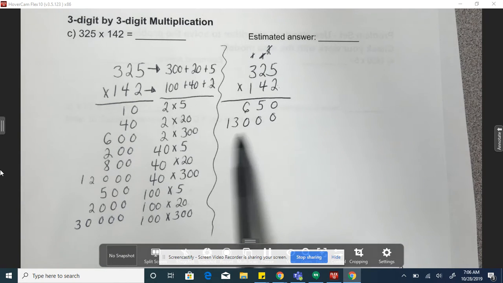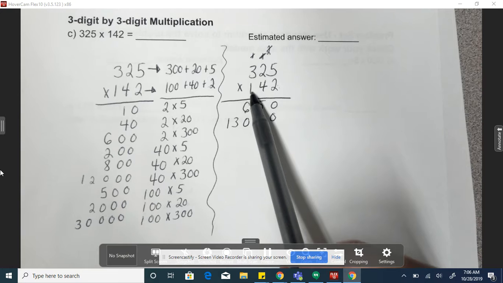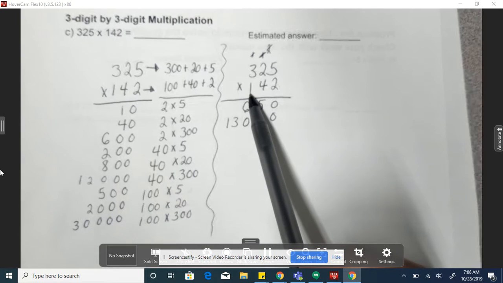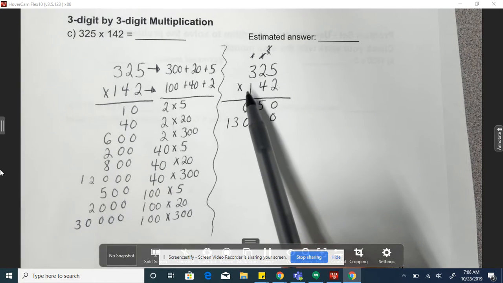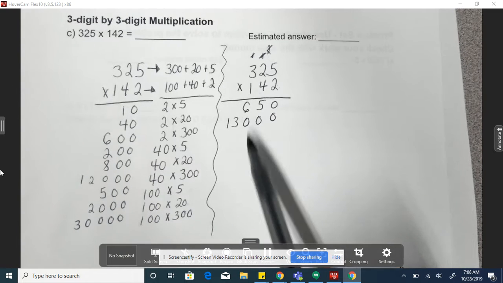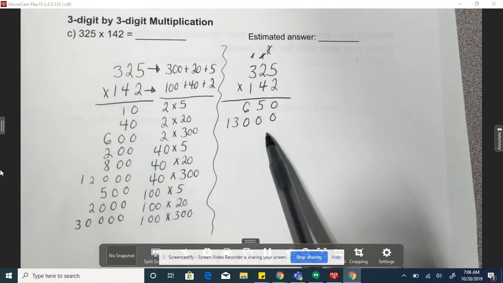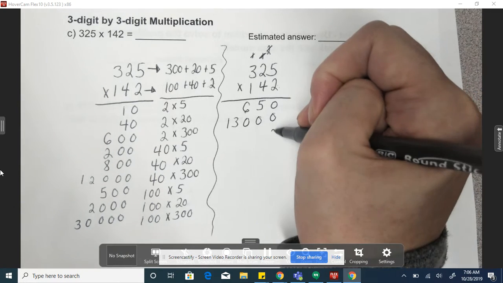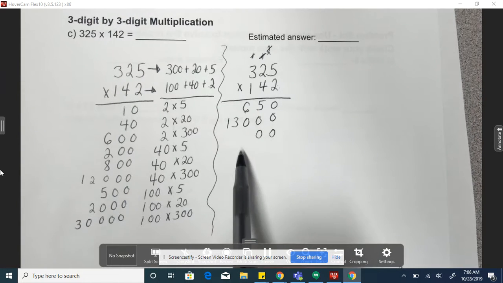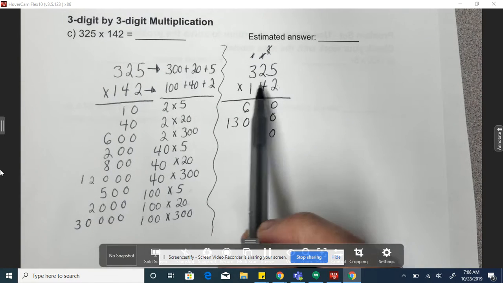Let's see if we get the same numbers over here. So now we're multiplying by the 1 in the hundreds place. We know even if we multiply anything by 100, the last two digits are going to be zeros no matter what we're multiplying by. So we're always going to put 2 zeros here.